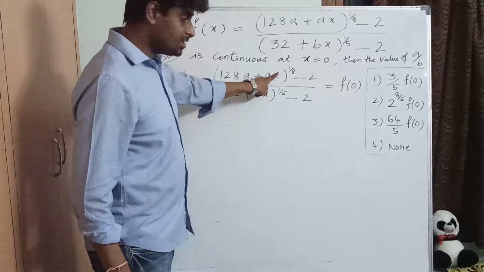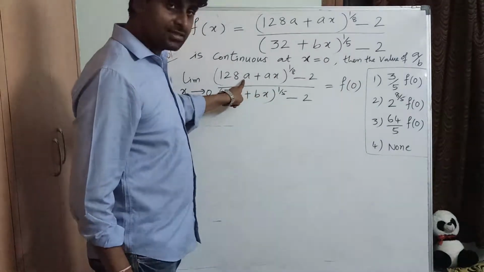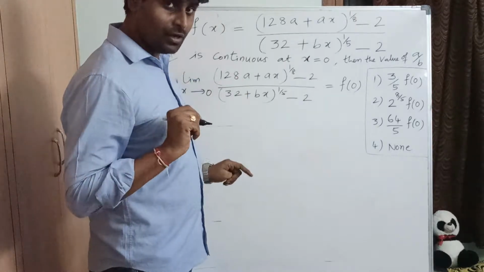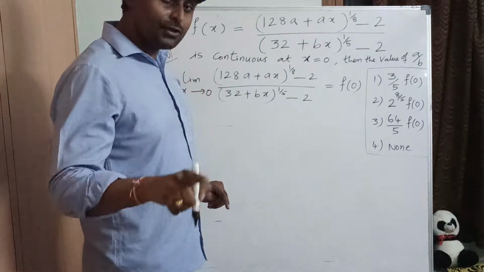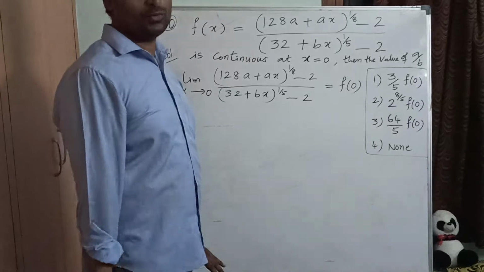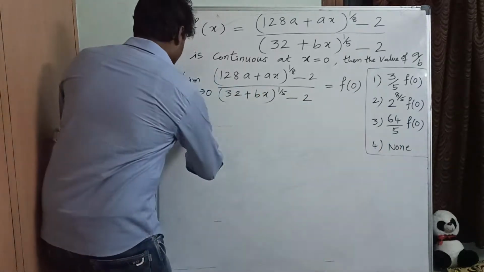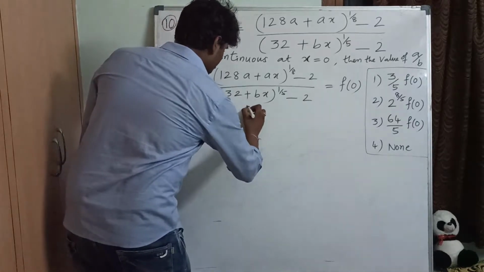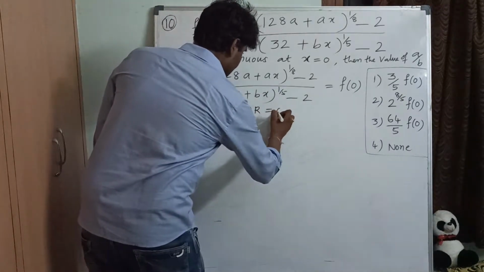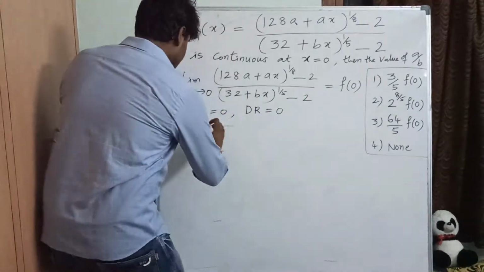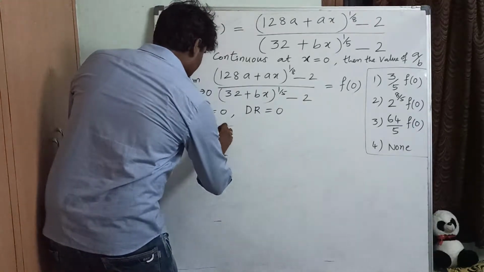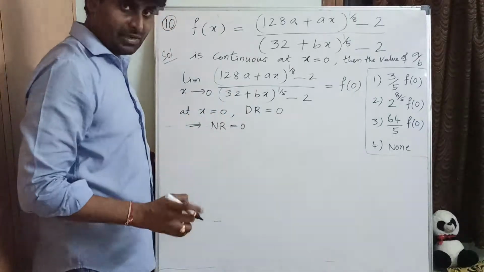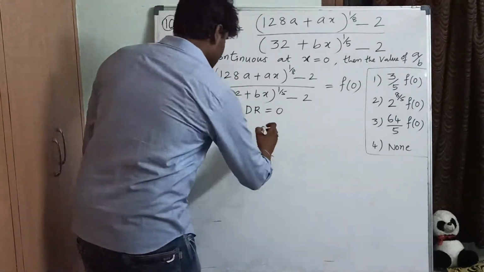When I put 0, this will become 0. But what about this? Still a is left. We are not getting 0 in the numerator, so the numerator also has to be 0. At x equal to 0, the denominator is 0 here. That means the numerator also must be 0. Like this we had discussed in one of the problems previously. So the numerator also must be 0.